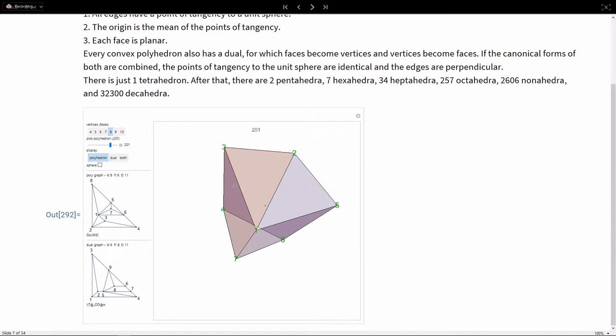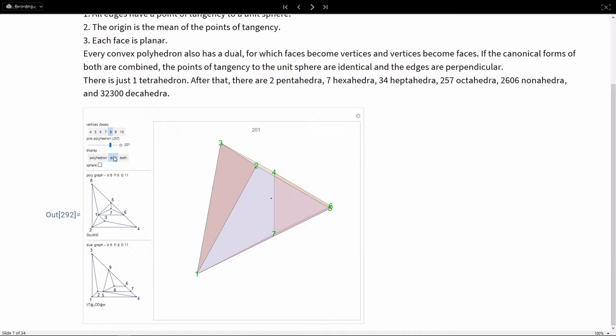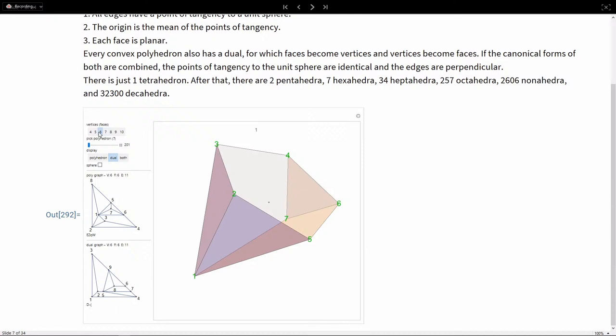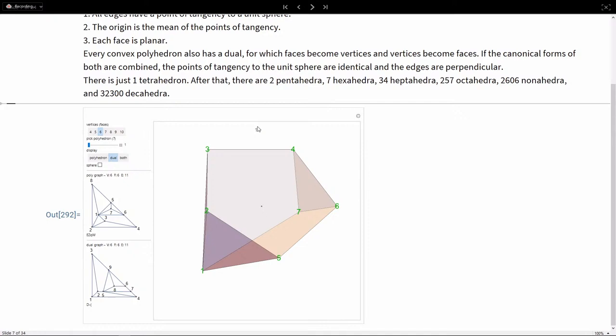Not sure these are actually changing. It's probably freezing up in some way. So it works online. If you want, it's called the canonical polyhedra demonstration on demonstrations.wolfram.com.